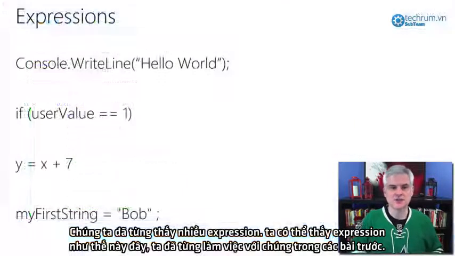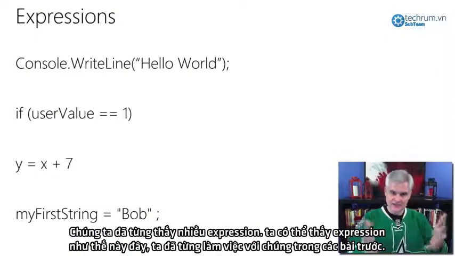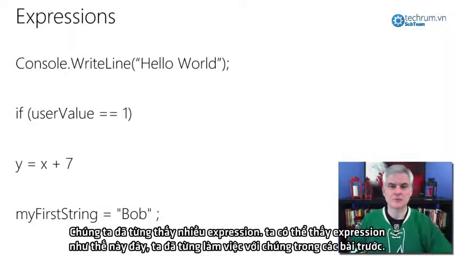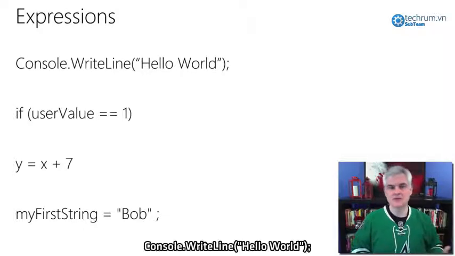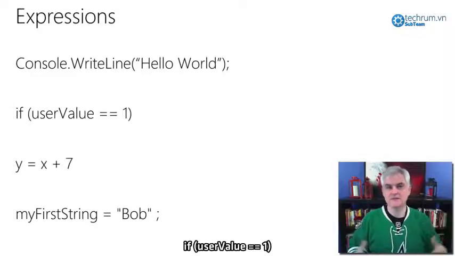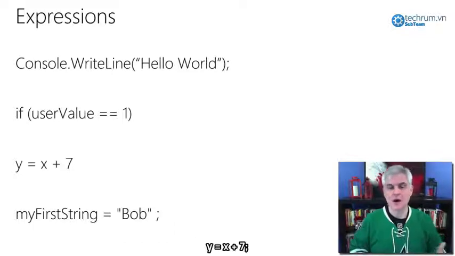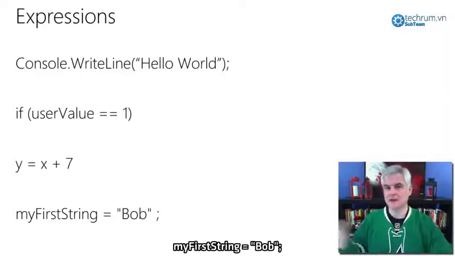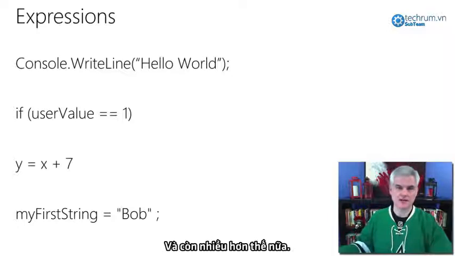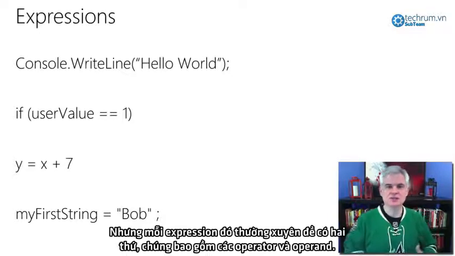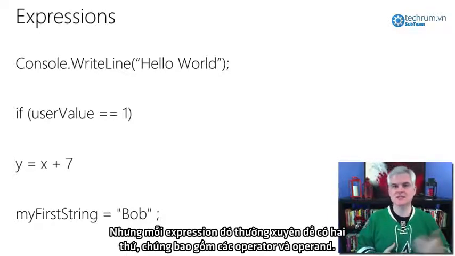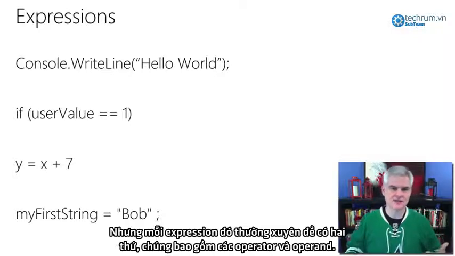We've seen expressions like the ones on this slide as we've been working through these lessons. Console.WriteLine("Hello World"). If userValue == 1. y = x + 7. myFirstString = "Bob". And there are many others. But each of these expressions have two things in common. They consist of operators and operands.